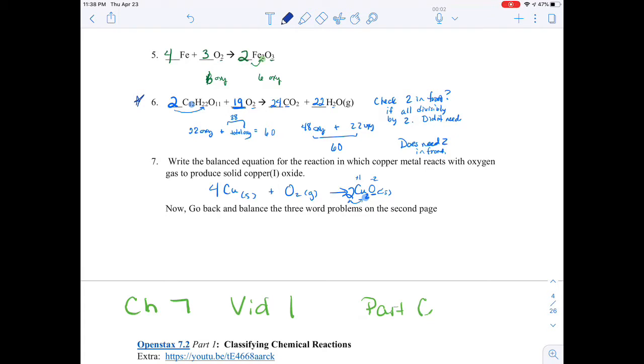Also read this: write the balanced reaction for copper metal. Again, that means solid copper. Reacts with oxygen gas, that's O2 gas, to produce solid copper(I) oxide. So it's copper 1, and I know oxygen is minus 2, and that's why there's a 2 down there.